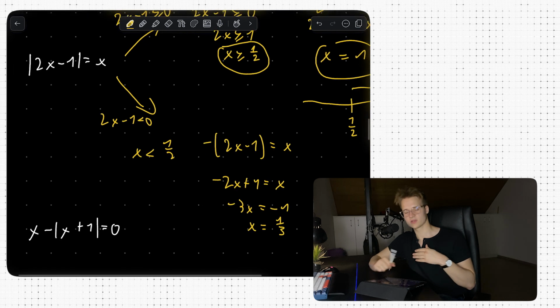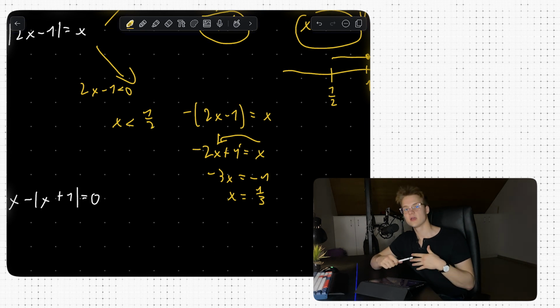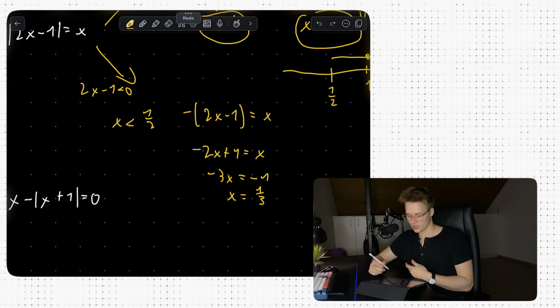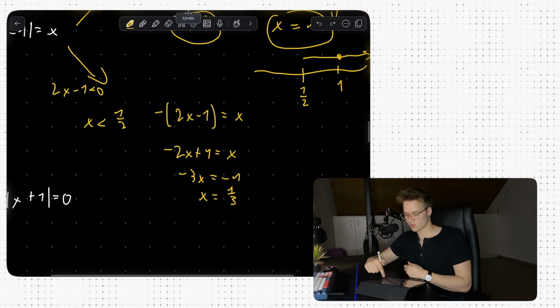Okay, so we just solved the equation here. Here x went to this side and changed its sign, so it became minus x, minus 2x minus x is minus 3x, and 1 went to the other side, so from plus 1 we got minus 1, and then we just divided by minus 3. Okay, so we got that when x is less than 1/2, the only solution is x equals 1/3.